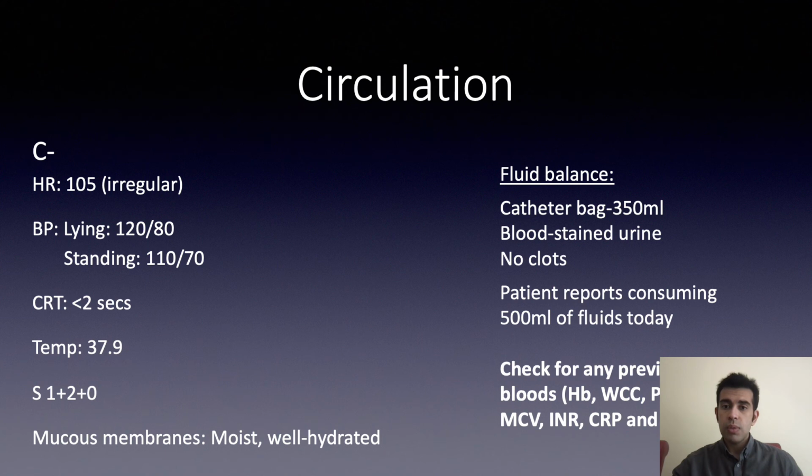Of course, as mentioned, he was on a long-term catheter. You have a look at the fluid balance. The catheter bag is about 350 milliliters. You can see some blood-stained urine, but no clots inside. The patient reports consuming around 500 milliliters of fluid today.